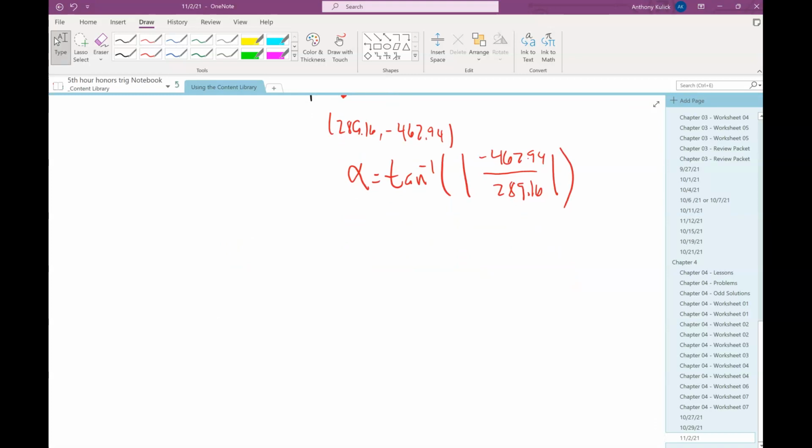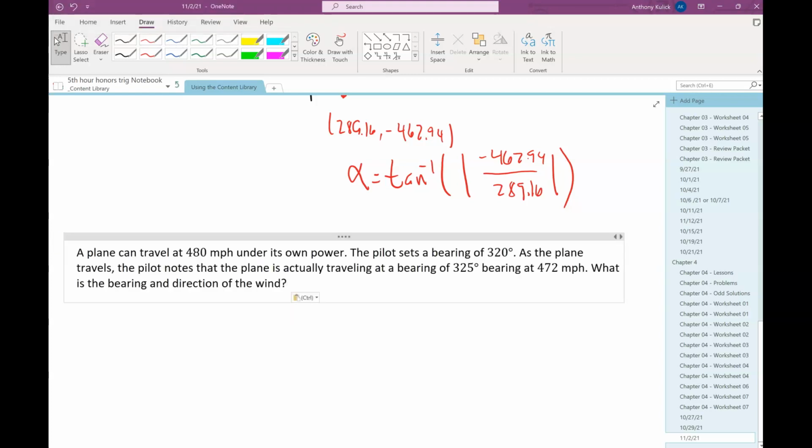Let's just kind of talk about the setup for this last one. It's a little bit different. We won't go through the whole thing, but there's something a little bit different about this last one that's worth talking about. So we won't finish this all the way out. But let's talk about what's different about this one than the previous two. So a plane can travel 480 miles per hour under its own power. The pilot sets a bearing of 320 degrees. As the plane travels, the pilot notes the plane is actually traveling at a 325 degree bearing at 472. What is the bearing and direction of the wind?